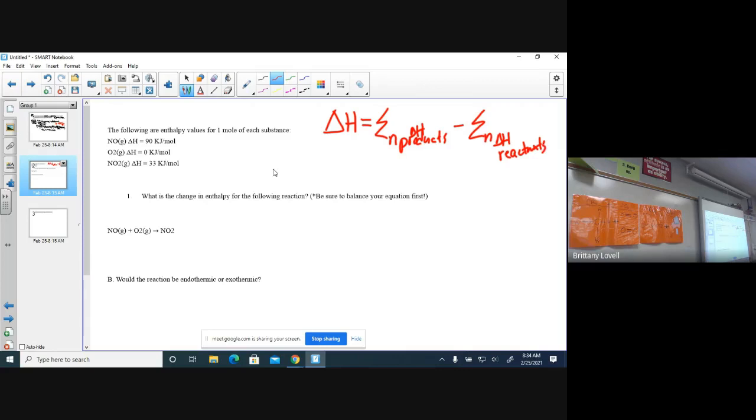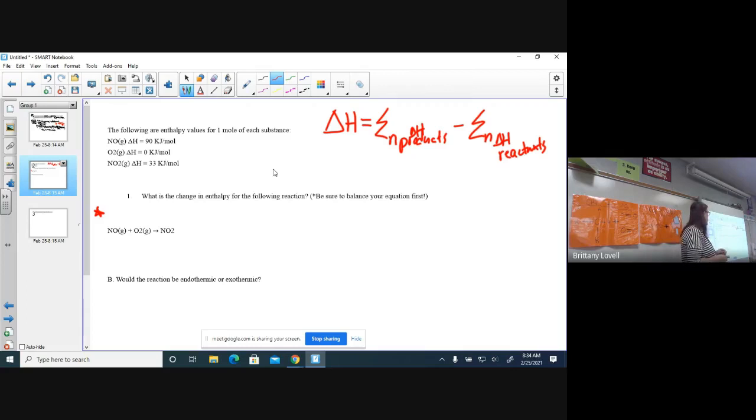Which looks like a lot, but this is a super easy formula to use because all you're really doing is adding up numbers and then subtracting them. Might have to do a little bit of multiplication. Okay, so here you go. These values right here at the top are the enthalpy values for the substances in this particular reaction. So this is the reaction that we're going to be looking at.